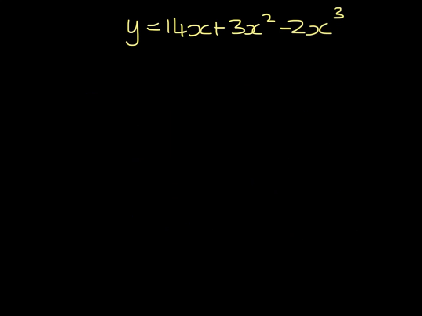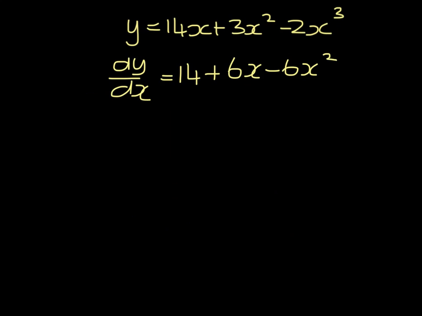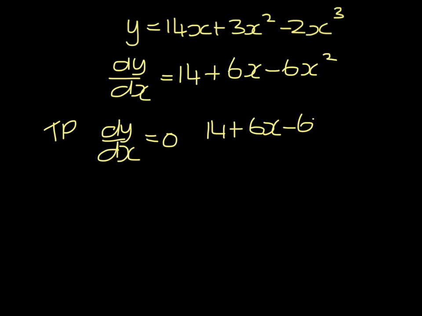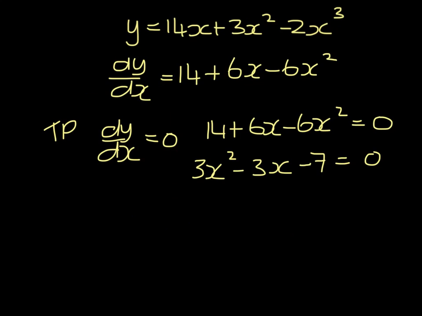To find the turning points, I find dy/dx, which is 14 plus 6x minus 6x squared, and the turning points occur when dy/dx equals 0. So that's when 14 plus 6x minus 6x squared equals 0. Now because it equals 0, I'm going to divide every term by minus 2. So that's going to give me 3x squared minus 3x minus 7 equals 0.